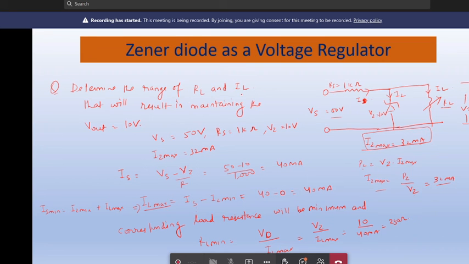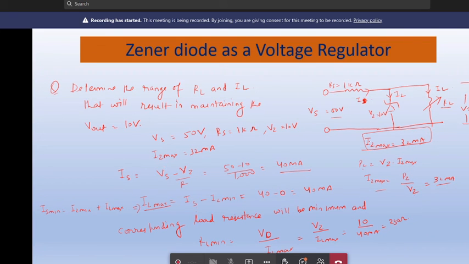Similarly, in this question, determine the range of RL and IL that will result in maintaining the V out of 10 volt. So V out you have to maintain. The RL is a variable one, right? VS, the supply voltage, is fixed. RS is fixed. Zener voltage is given as 10 volt. IZ max is given as 32 milliampere, right? Since the supply voltage is fixed, you can calculate IS equal to VS minus VZ upon R. So you can calculate that as 40 milliampere.